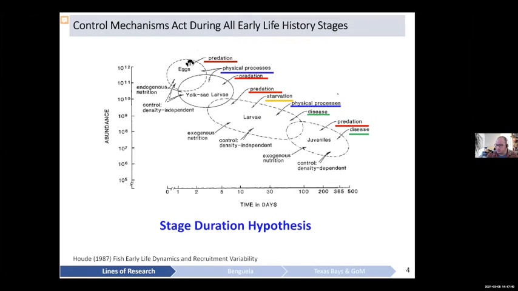This graphic shows that predation, starvation, and of course also physical processes and disease act on eggs, the yolk sac larvae, then the larval stages, and also the juveniles. The stage duration hypothesis assumes that faster growth is beneficial for survival, because that will get you, as a larva, out of the larval stages where movement ability is limited, and also gets you out of the prey window of some predators, assuming that as a juvenile, you are then more capable to escape some of these risks.